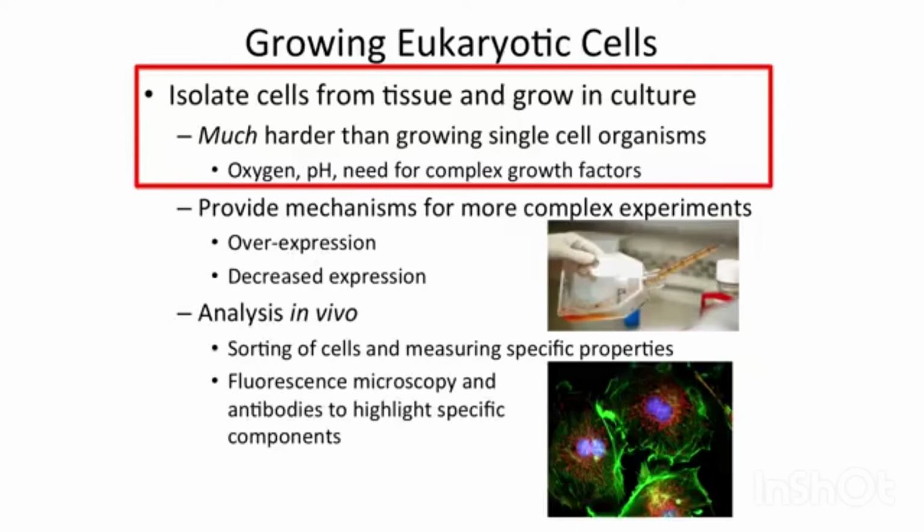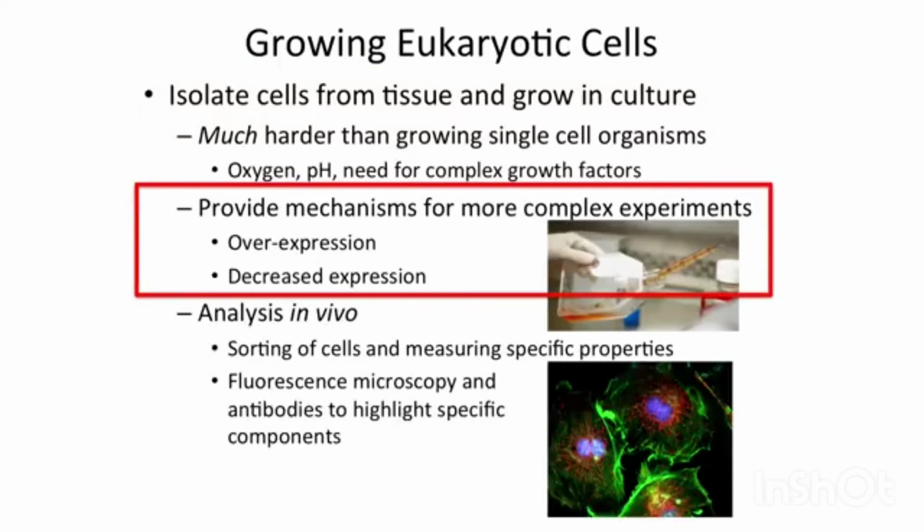And it turns out that you can also culture tissues. That's much, much more difficult than just taking a single cell organism and growing it, because you have to adjust oxygen and pH. There are complex growth factors that are needed, but it does provide the ability to do more complex experiments and to isolate a greater variety of proteins. And sometimes you get overexpression, sometimes you get less expression when you put them into cells, but it's still an opportunity to get more of the protein that you want.